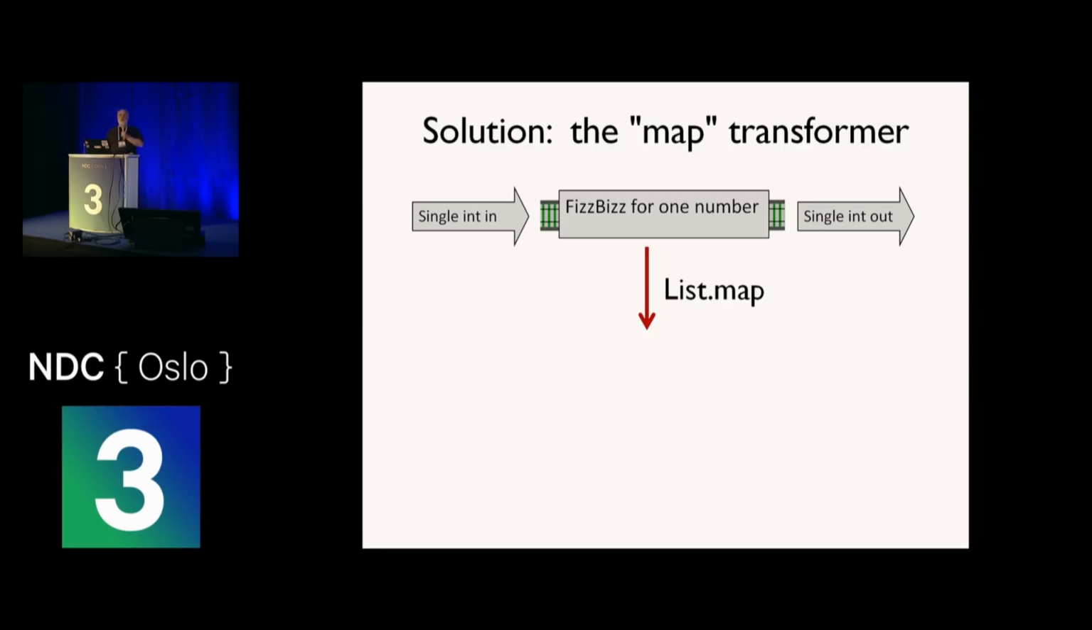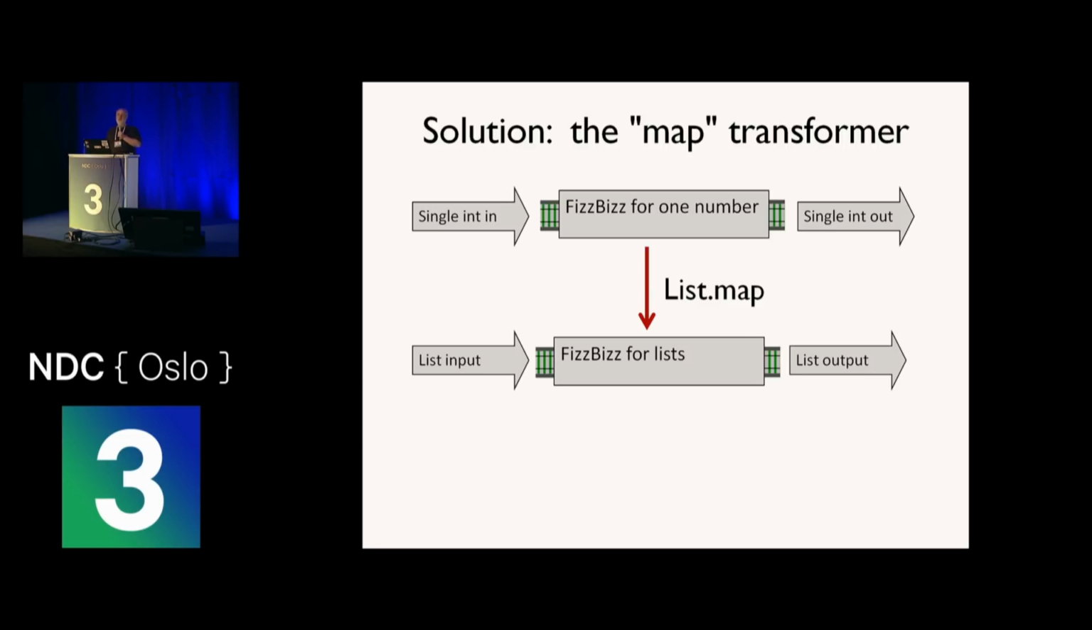So list map turns a normal function into functions that work with lists. So after we've done list map, we now have a FizzBuzz that works with lists. And now we can pass in a list of things as input and get a list of things as output. So that's an interesting way of thinking about list map, or select in LINQ if you use C#.